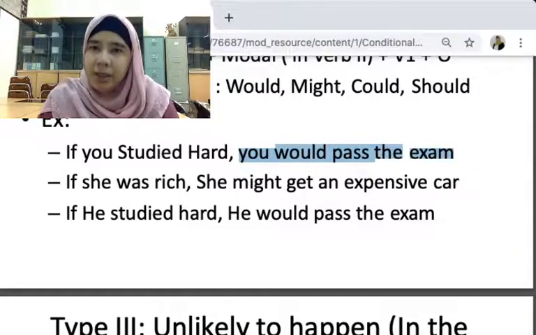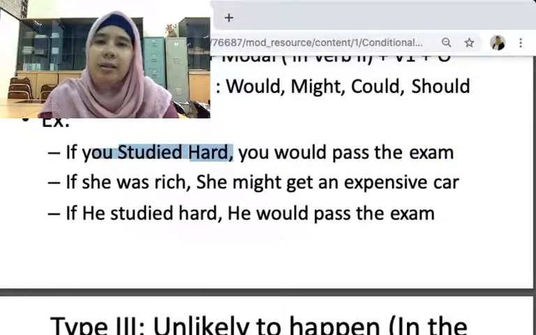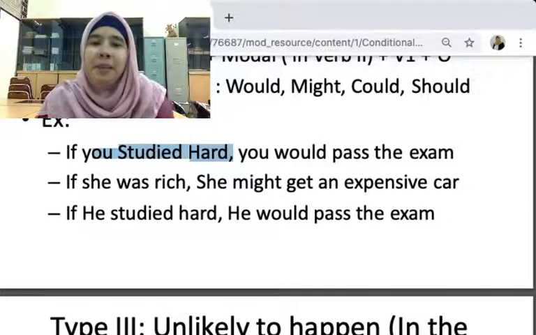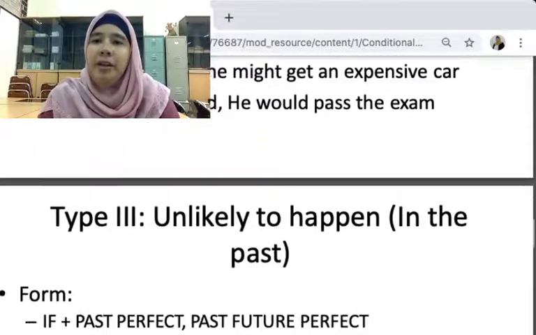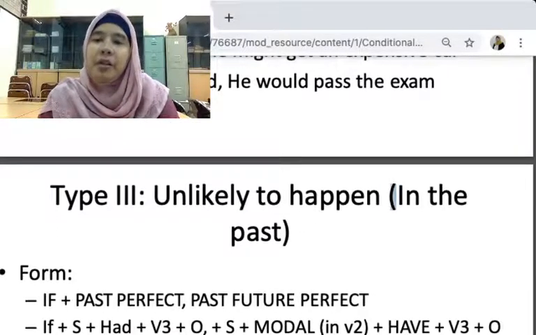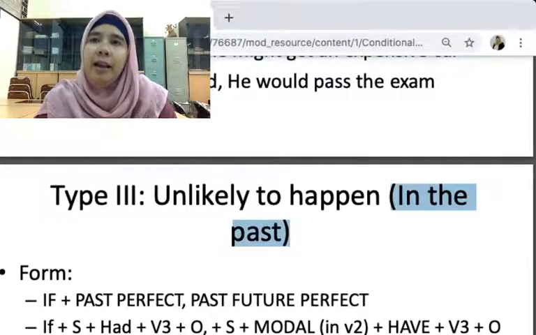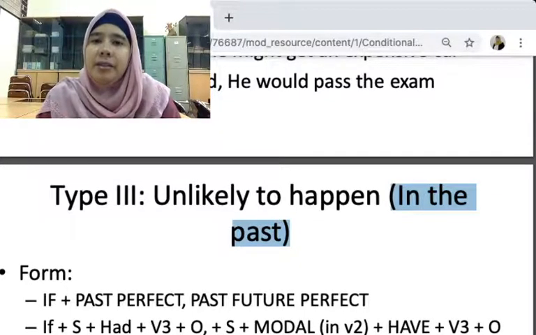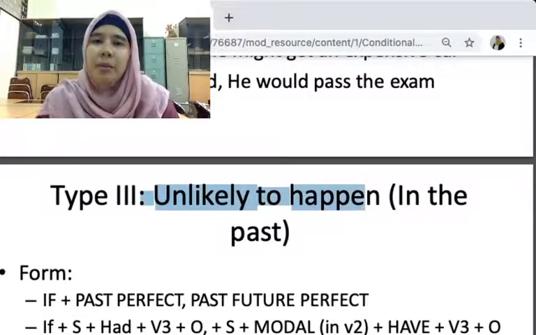And then datanglah conditional clause. Okay, if I studied hard, I would pass the exam. Okay. Kalau type 3, this is in the past, it is just a regret, hanya sebuah penyesalan. And then you took the lesson from it, belajar dari situ. But this is the type 3, unlikely to happen, just the same like type 2.